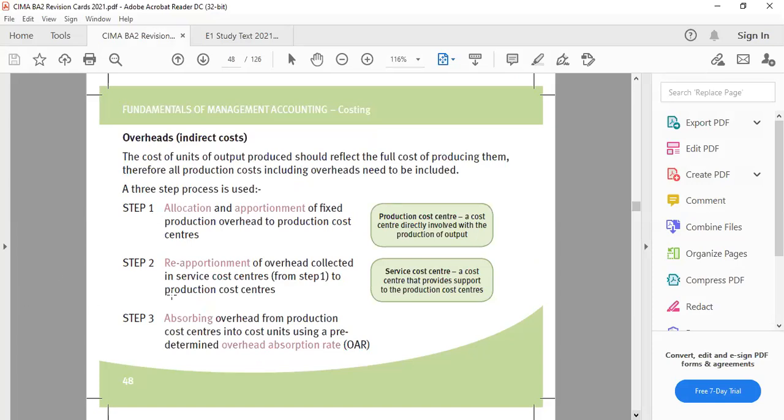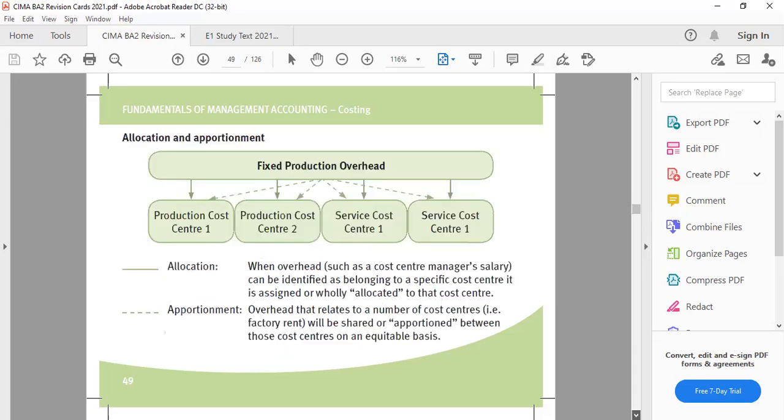Step number 3 talks about absorbing overheads from production cost centers into cost units using a predetermined overhead absorption rate, that is the overhead absorption rate. There are production cost centers and service cost centers. A cost center directly involved with production is called a production center. A service cost center is where the services are rendered to the other departments.